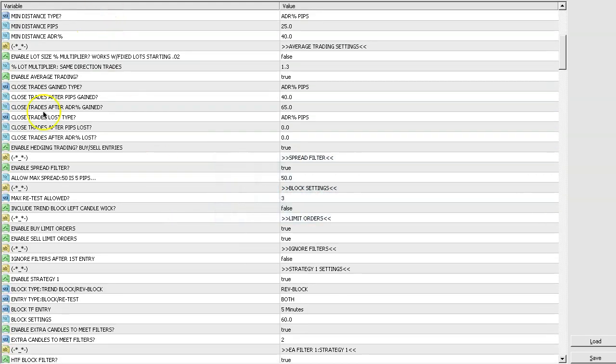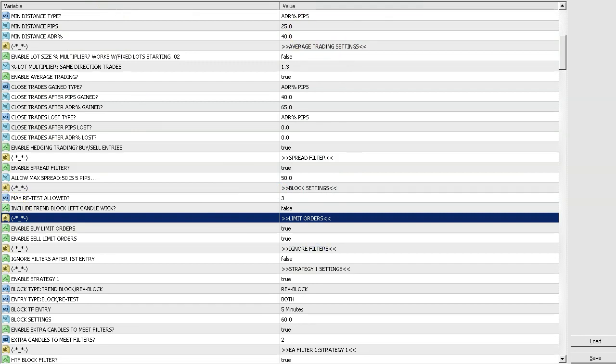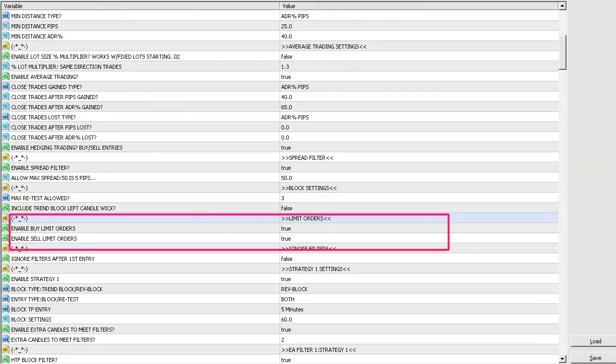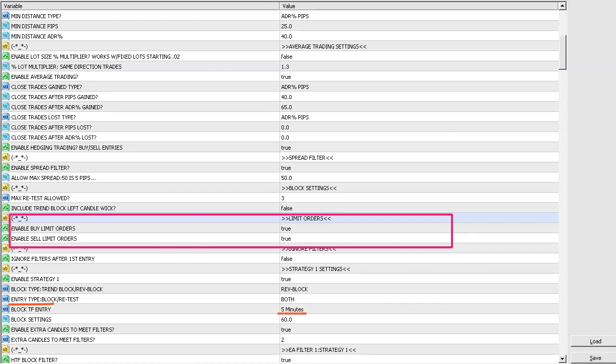We'll find them right over here. We have Enable Limit Orders, and we have the buy limit and the sell limit. The way this is going to work is very simple. We're going to have two lines on the MT4 chart, and it's going to be activated with whatever strategy you want, but only with the entry right over here, which is going to be the 5 minute, or 15 minutes, or 1 hour. It's not going to use a block entry. What it's going to use is the candle.